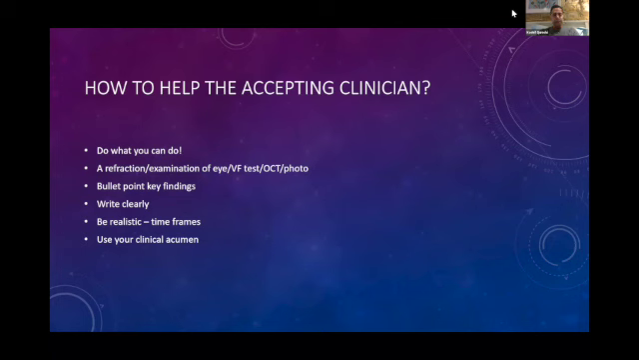So I am well aware that the optometrists around us are very capable, have a lot of clinical skill, a lot of clinical acumen, and can do a lot of the things that, frankly, we can do. But if you can do it, write it down and let us know what you found. So if a refraction is important, you might not think it's important, but it is important.